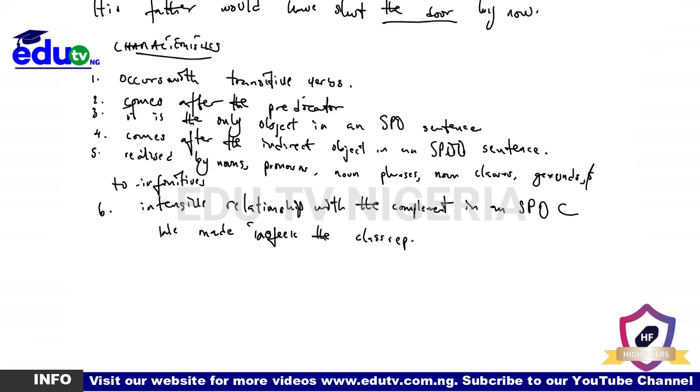Now, we is the subject, made is the predicator, Taufik is the object, and the class rep is the complement intensive. Now, who is the class rep here? Taufik. And who is Taufik? The complement intensive. So that's what we mean by it maintains an intensive relationship with the complement in an SPOC sentence. Do you get it? So that's just it. So, do we have another feature?